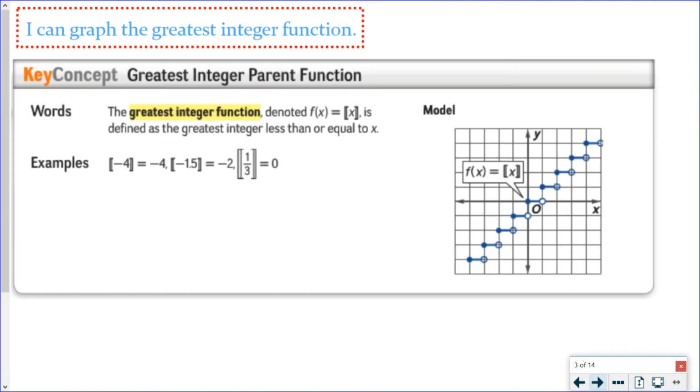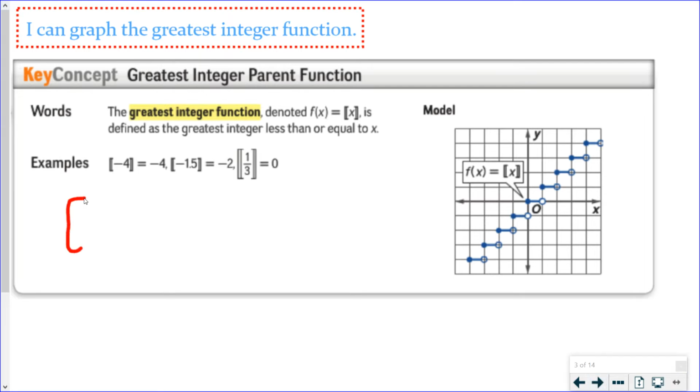All right, then we talked about the greatest integer parent function. So this is a new function. You should not know this one. This is brand new to pre-calculus. What the greatest integer says is it's the greatest integer that's less than or equal to our value.